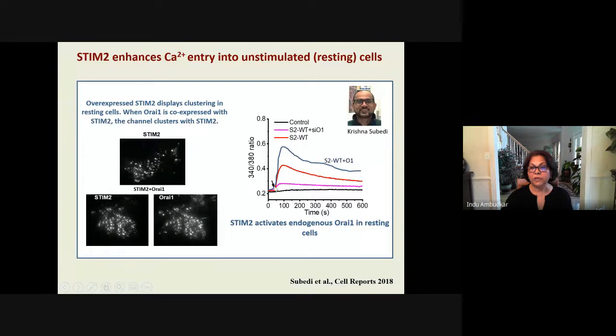And under those conditions, he could actually increase the calcium influx more than what you get with expressing STIM2 alone. So when you express STIM2 in cells, you actually get this increase in basal calcium influx. And that is mediated through its recruitment of endogenous ORI. So our hypothesis was that if STIM2 is able to recruit ORI, then it has to be in sort of a partially activated conformation, even in the resting conditions.